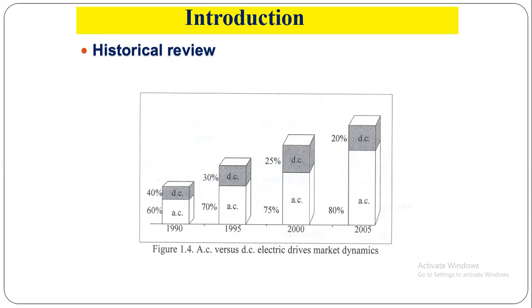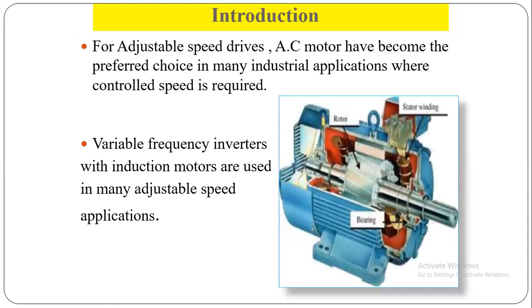These are the basic fundamentals of the historical review. According to the historical background, the induction motor is popularly used as compared to the DC motor. For adjustable speed drives, the AC motor has become the preferred choice in many industrial applications where controlled speed is required. In the figure, you can see the basic structure of the induction motor.